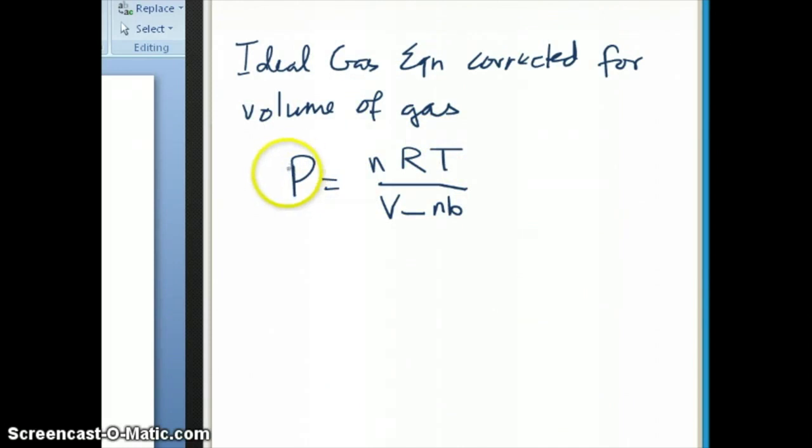And so we start initially with P equals nRT over V. Now we subtract from the V is n times B, where n is the number of moles and B here is what we call the volume factor for each gas. So now we're going to talk about the second correction.